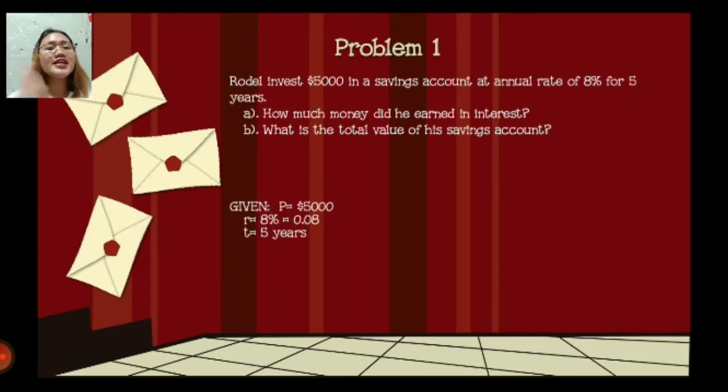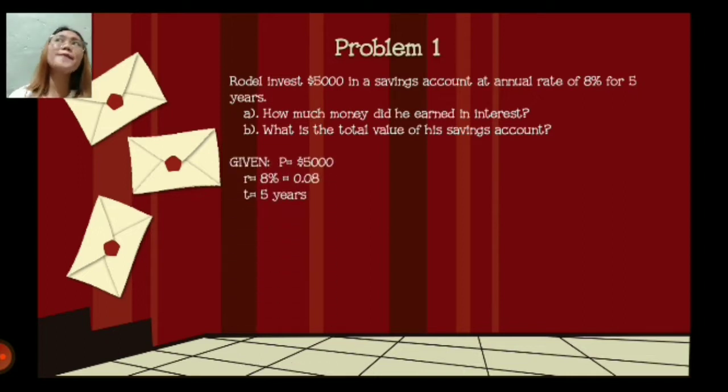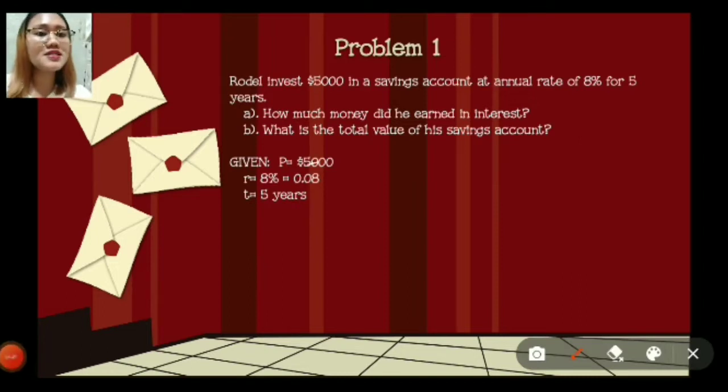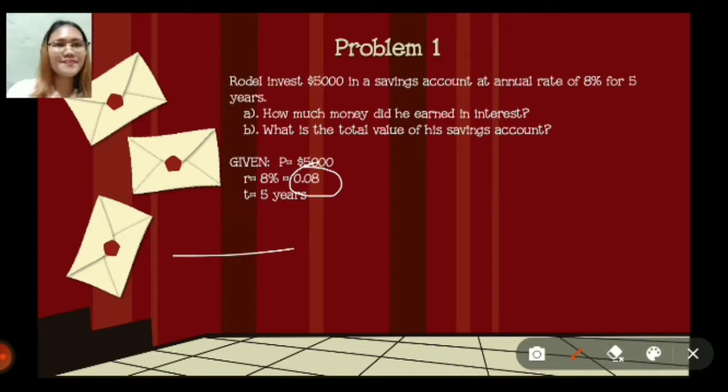So, in doing problem solving, we need to list the given terms to make it easier for the problem solving part. So for the given terms, we have the principal of $5,000. For the rate, we have 8%, and then we convert percent to decimal. That is why we come up with 0.08. And then the T or the time is its annual rate for 5 years.